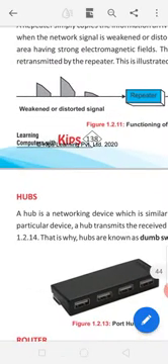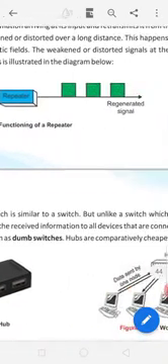I can show you the diagram. Weakened, repeater, regenerated. In normal words, a repeater is only used to increase the power and strength of the signal. If anywhere our computer has low or weak signals in networking, then it regenerates it at high capacity or high speed.